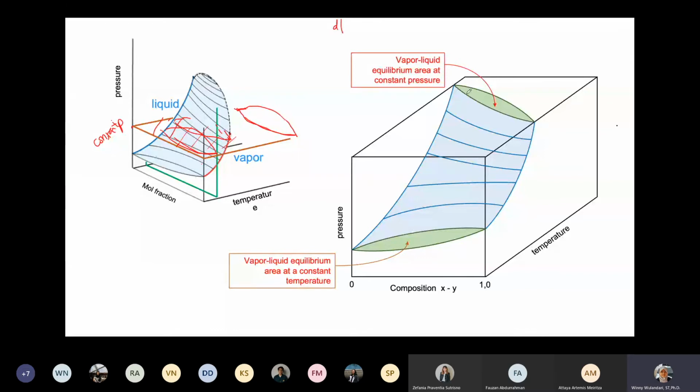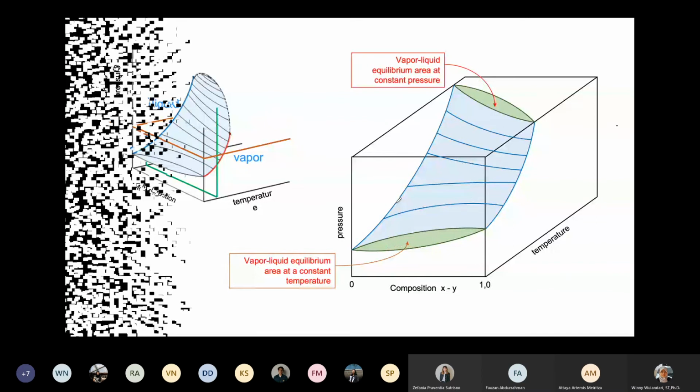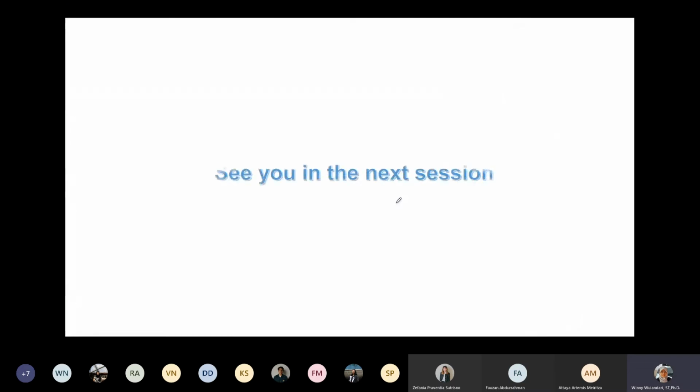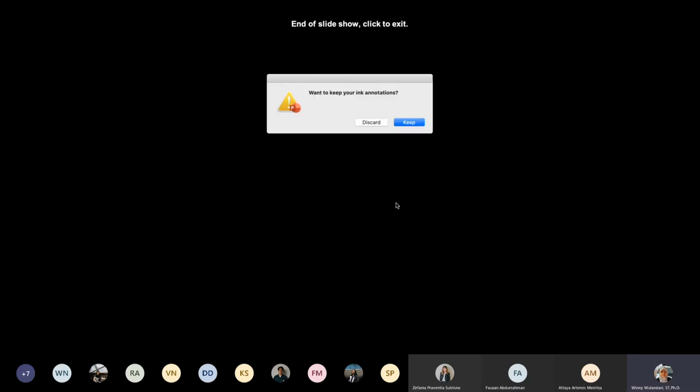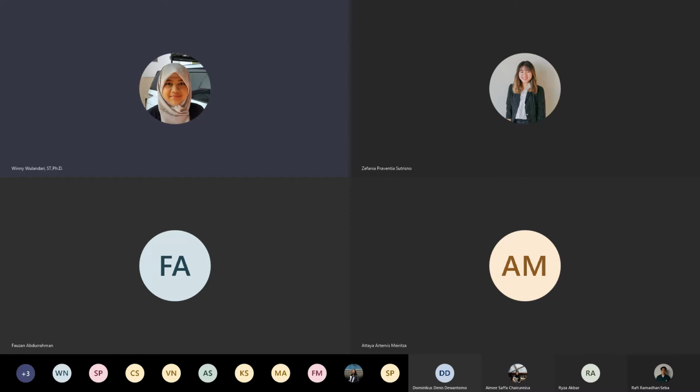This is a vapor liquid equilibrium area at a constant pressure, because we cut it horizontally, and this one we cut vertically at a constant temperature. It would look like this. So this is the area for the vapor liquid equilibrium. Okay, then it's the end of session 3, and we're going to continue in the next segment. More explanation will be in the next segment.